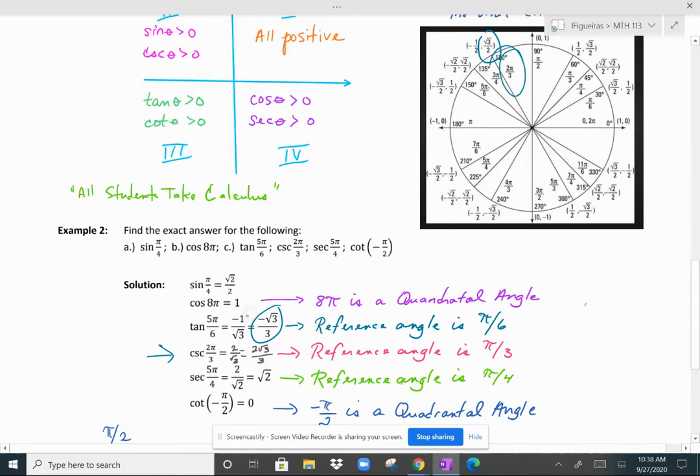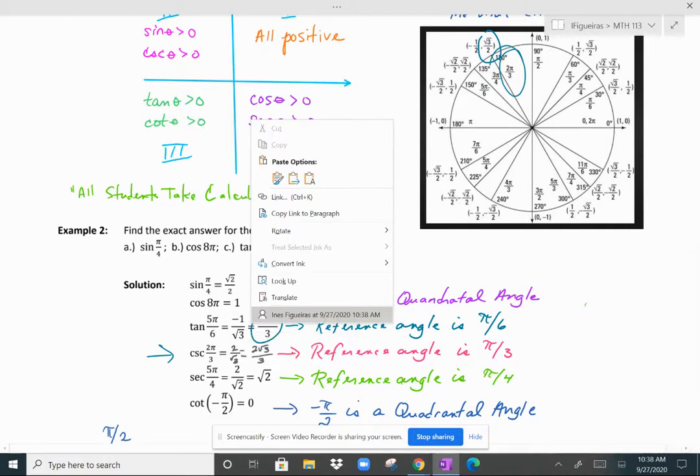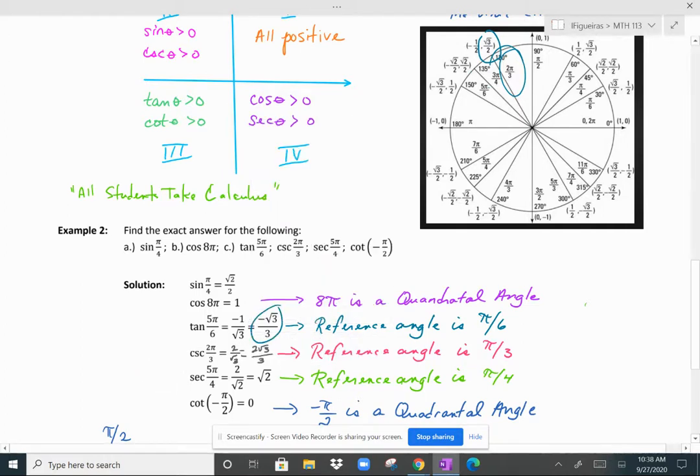So now we move on to your secant of 5 pi over 4. Secant is the reciprocal of cosine. So it's the reciprocal of negative root 2 over 2. So I'm missing a sign. Negative root 2, because we are in quadrant 3. Cosine and secant are negative in quadrant 3. And so we move on to the last one.